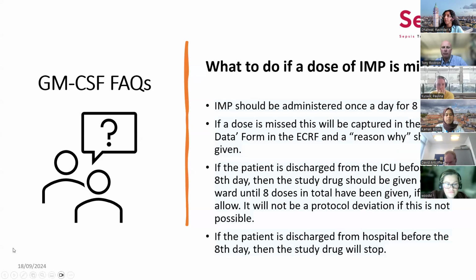And this covers what to do if a dose of IMP is missed. We intend for the IMP to be administered every day for 8 days. If a dose is missed for any reason, this ought to be captured in the daily data form on the eCRF, and a reason why should also be documented. If the patient's discharged from the ICU before the 8th day, then the study drug should be given on the ward until 8 doses in total have been given, if logistics allow, and we acknowledge that that's not always possible in every centre. But it won't be a protocol deviation if this isn't possible.